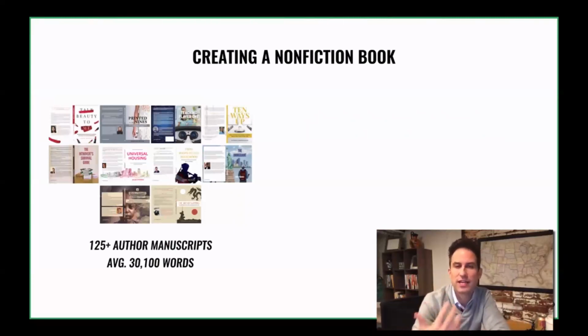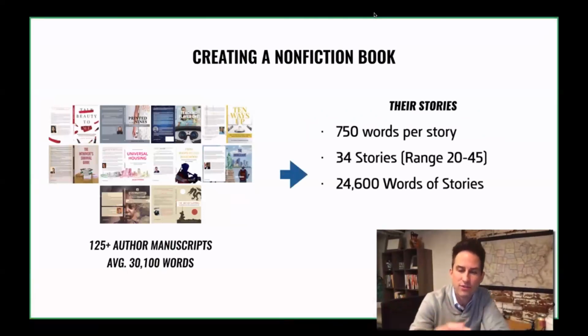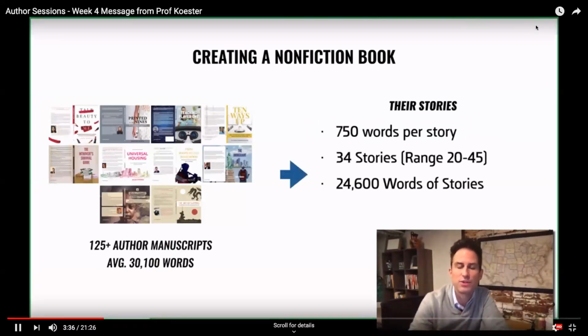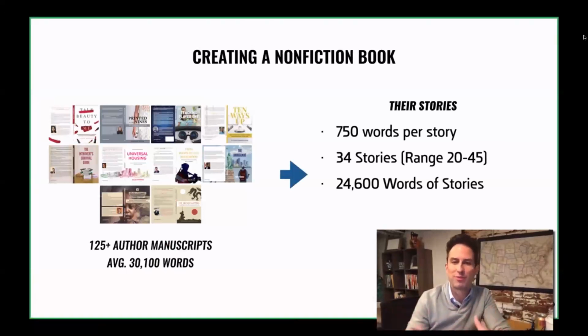Here's the analysis of it. On average, most nonfiction authors that work with me have done around a 30 to 35,000 word final manuscript. And when you analyze them, on average, their story length is about 750 words. It's a longer-ish blog post for each one of these stories. And on average, that means they have somewhere between 20 and 45 stories, usually about 35 of these smaller pieces.